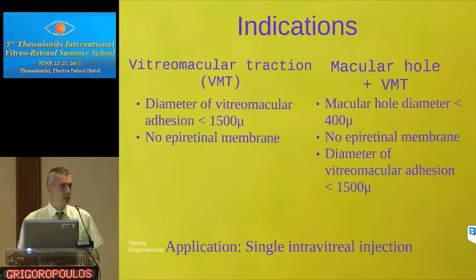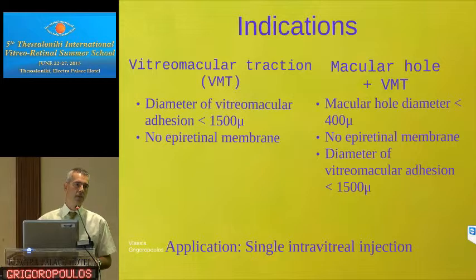If you have a macular hole, in order to use the drug, you need to have the diameter of the hole be less than 400 microns. For larger holes, it doesn't work. And if the diameter of the hole is less than 250 microns, then it's much better. But it's very rarely we see patients like that in clinical practice. You need to have a traction diameter of less than 1500 microns, and again, you need not to have an epiretinal membrane present, because that makes things much more difficult.